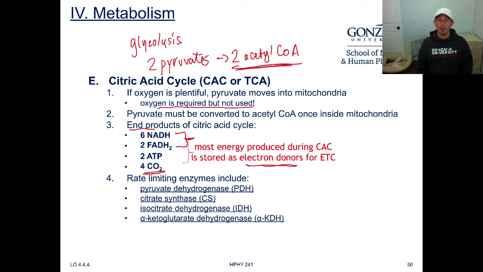Just like glycolysis, there are rate-limiting enzymes: pyruvate dehydrogenase, or PDH, citrate synthase, CS, isocitrate dehydrogenase, or IDH, and alpha-ketoglutarate dehydrogenase, or KDH.